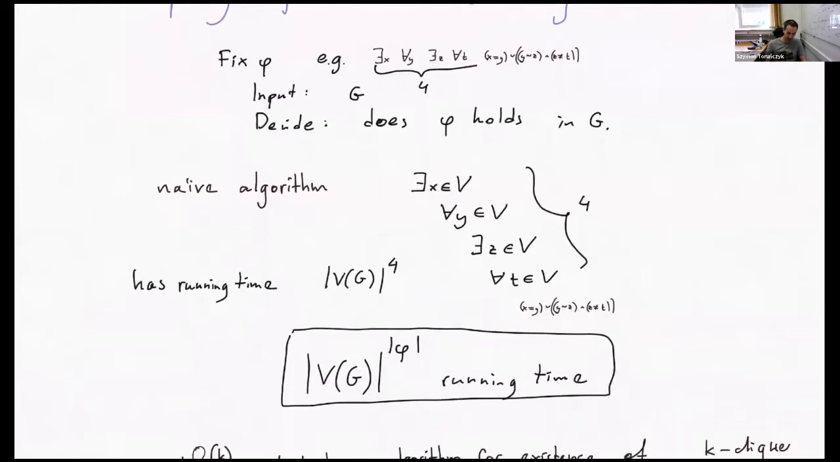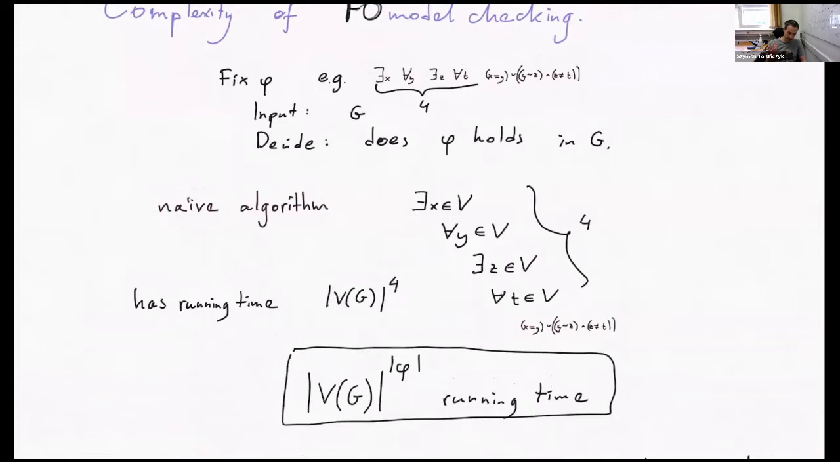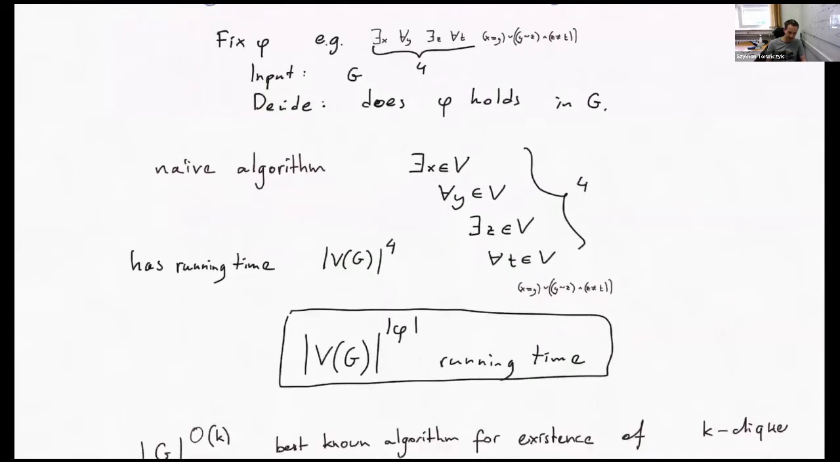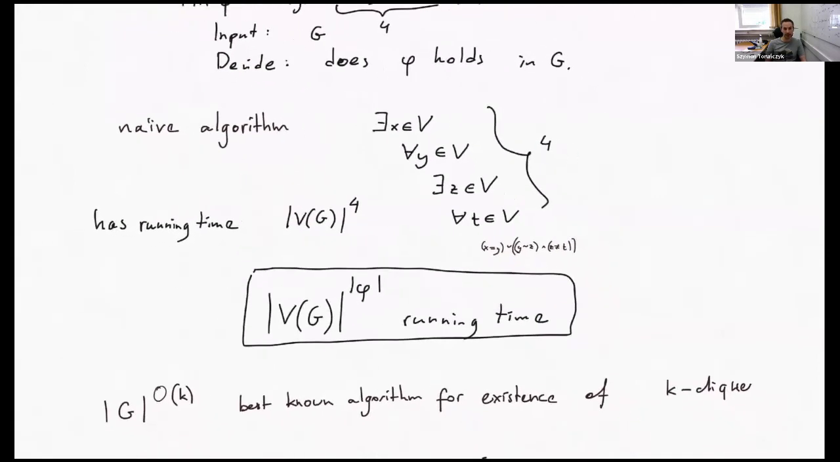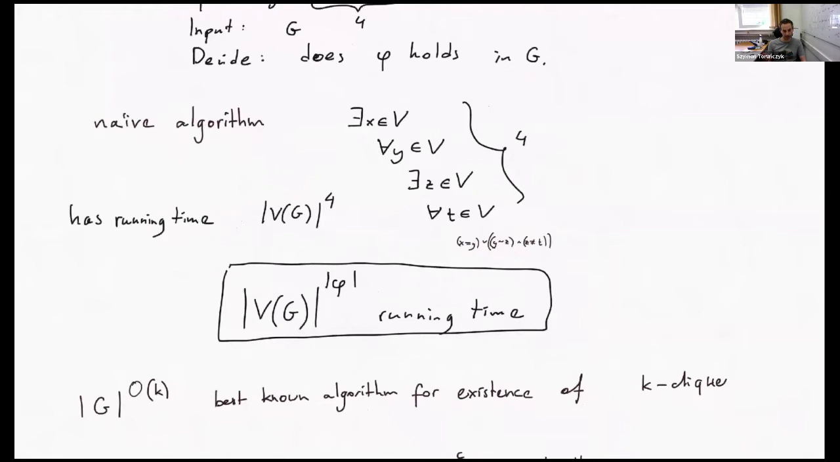And in particular, there's a reason for this. Even if you're just interested in finding a clique of size k, the best known algorithm for deciding the existence of a clique of size k has essentially this running time. It's the size of the graph roughly to the power k, something linear in k. Okay, so this is the best known algorithm for the existence of a k clique.